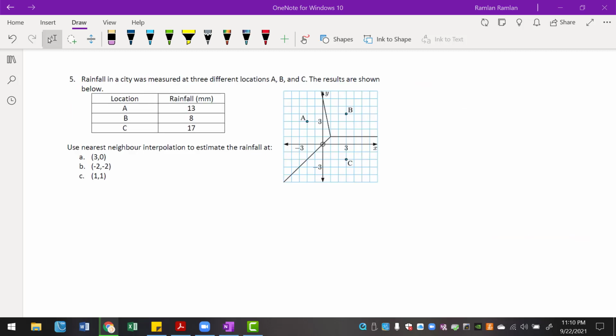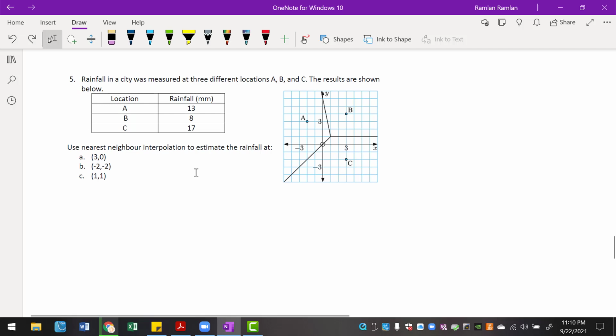Number 5, rainfall in a city was measured at 3 different locations, A, B, and C. The results are shown below. Okay, so this is the table of the rainfall in a certain place, like point A, point B, and C, given in the image here, right? And then the image has a constructed Voronoi diagram. Okay, so the question is, use the nearest neighbor interpolation to estimate the rainfall at these points. Okay, so let's do it one by one.